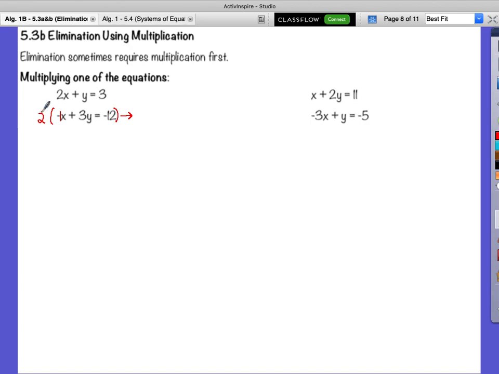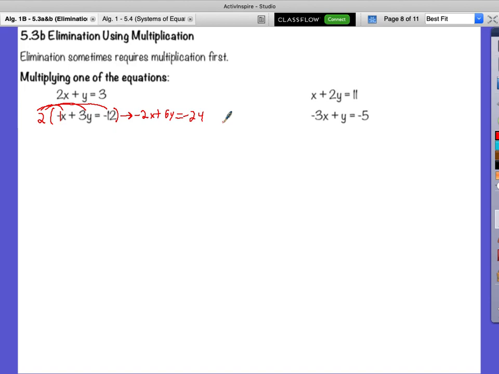Now, I have to do what math here with this 2? What's that called? Distribute, right? What's 2 times negative 1x? Negative 2x. What's 2 times 3y? 6y. So it's plus 6y. The equal sign still comes next. We don't forget that. And then what comes last? Negative 24. Now, that's our new second equation.